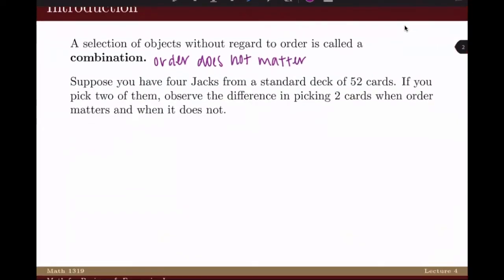Suppose you have the 4 jacks from a standard deck of 52 cards. If you pick 2 of them, observe the difference in picking 2 cards when order matters and when it does not. So the 4 jacks are the Jack of Hearts, Jack of Diamonds, Jack of Spades, and the Jack of Clubs. All right, we want to pick 2. So let's discuss first when order matters.